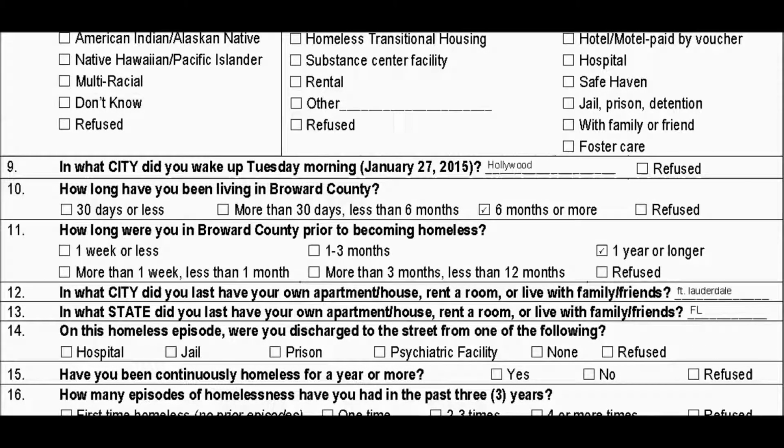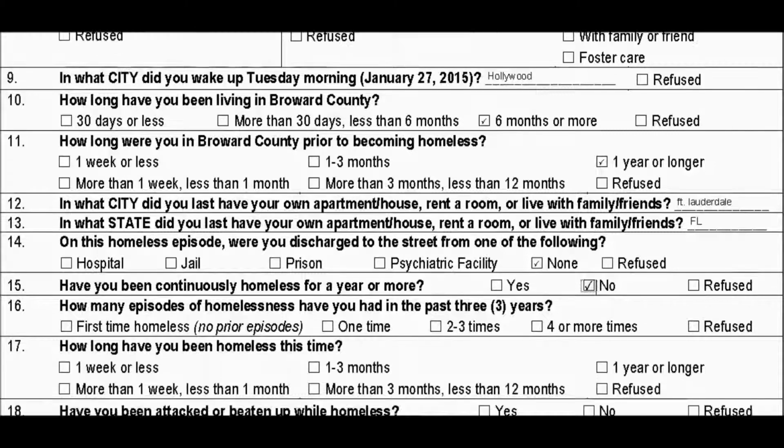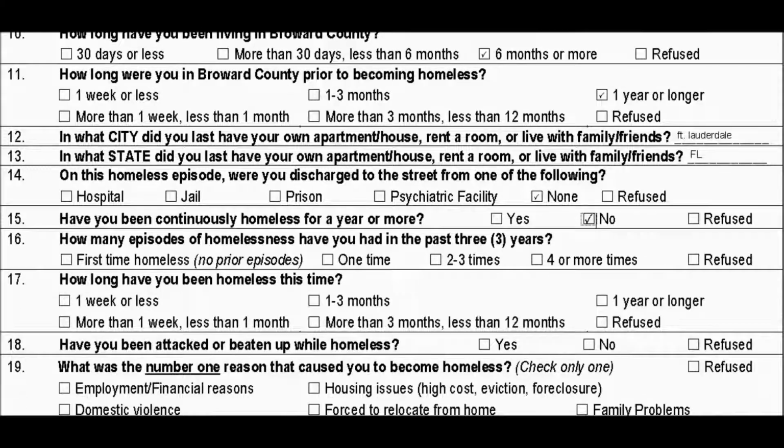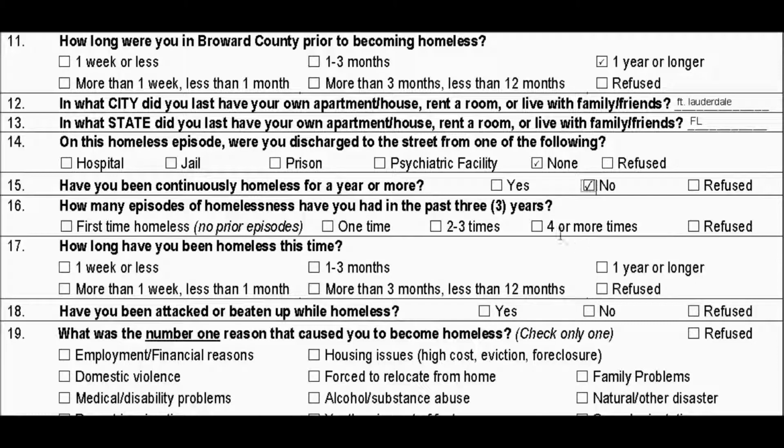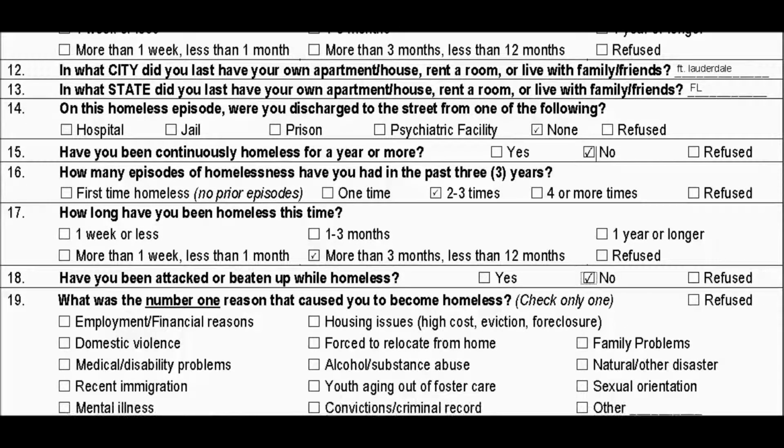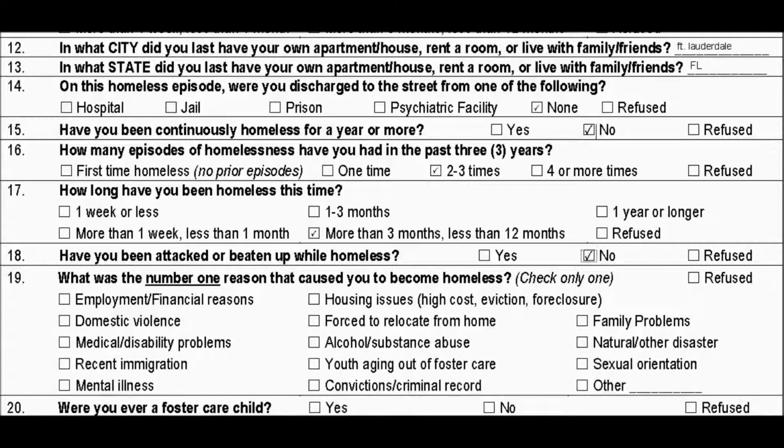Question number 14 asks if the participant was discharged from one of 4 facilities. Please check the appropriate box or select none or refuse according to their response. Questions 15 through 17 explore the participant's chronicity. Please check the boxes that correspond with the participant's responses. For question 18, check whether the participant has been attacked or beaten up while homeless. This covers the entire time that they have been homeless.